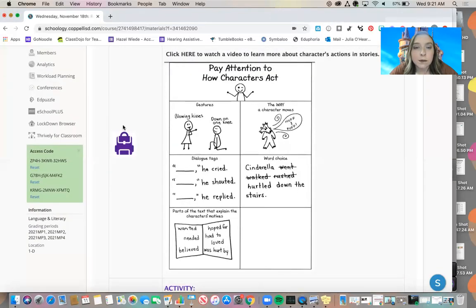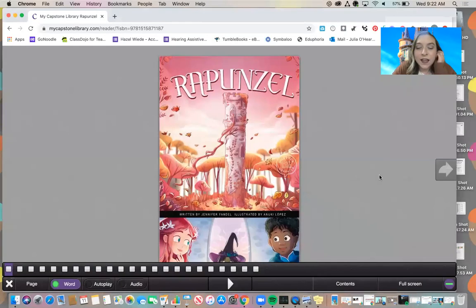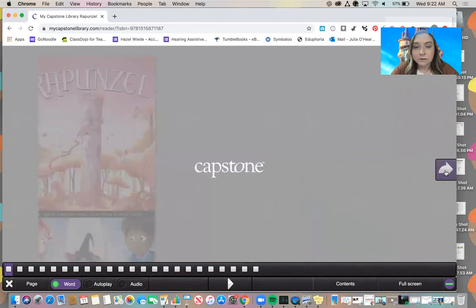So I'm going to be reading this story, Rapunzel, and this is in Capstone in Mackenvia. If you ever want to go there, you can go to Capstone and search fairy tales, and this is one of your choices. So let's read this and look for how our characters are acting. Rapunzel, written by Jennifer Fandel.